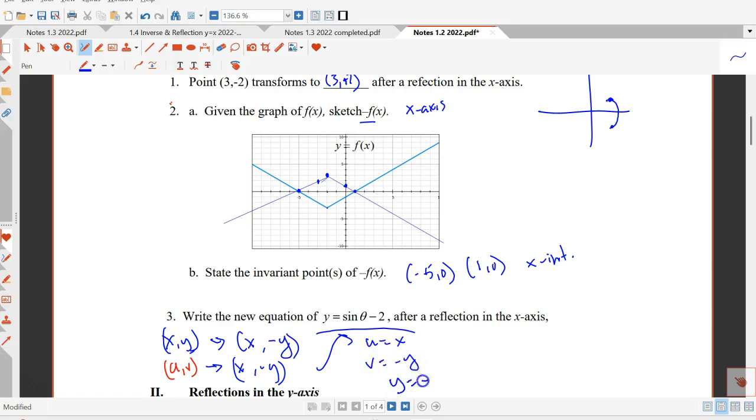And so y will be replaced with negative v. X will be replaced with u. X also means theta, so u will be theta. So theta stays the same, but it's minus v, and for the y is equal to sine u minus 2. But if I multiply by negative, I get v, which I know is my y value, is negative sine theta plus 2. And so this is my reflection.